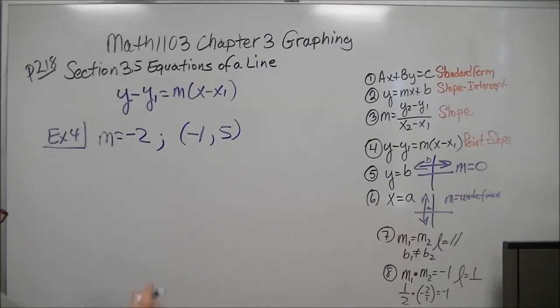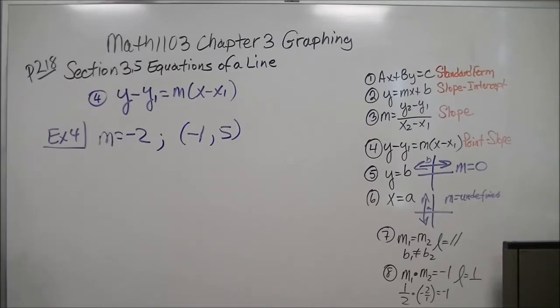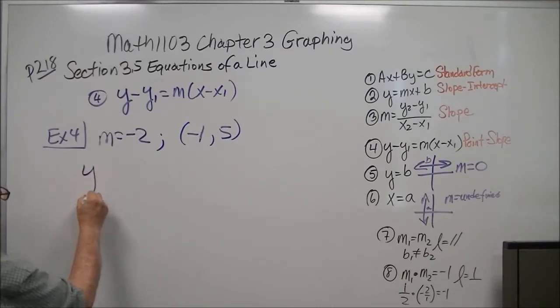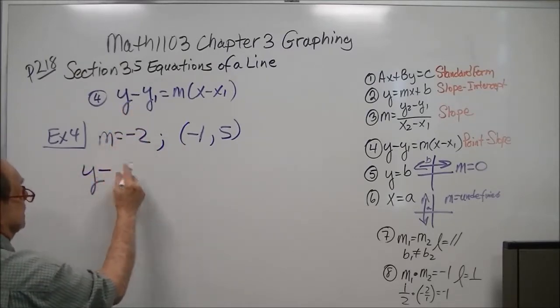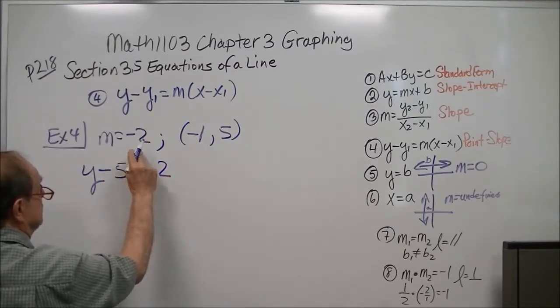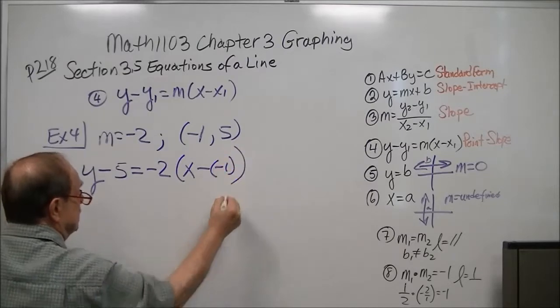Okay, we are finally getting to formula number 4 here, which is the point slope form. So if we know one point and we know the slope, we can eventually put it into slope-intercept and standard form, which they want us to do. So let's go through that. So basically it's just substitution first. Y minus 5 equals m, which is -2, times x minus, now here's kind of tricky because it's a -1.